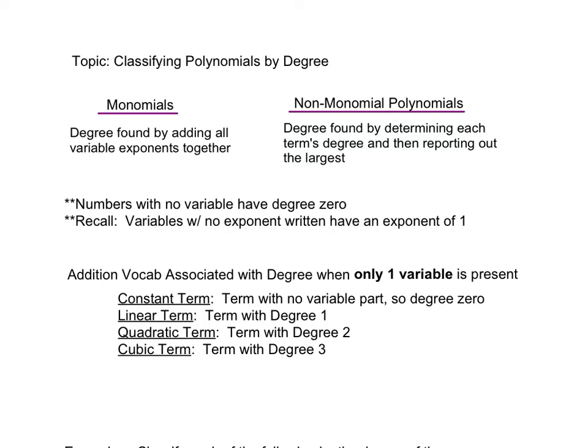So we're going to look at each of those monomial terms. Looking at each term, we find the degree, and then we name the entire polynomial by the largest degree we find.